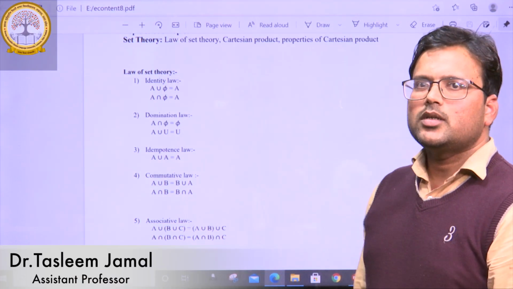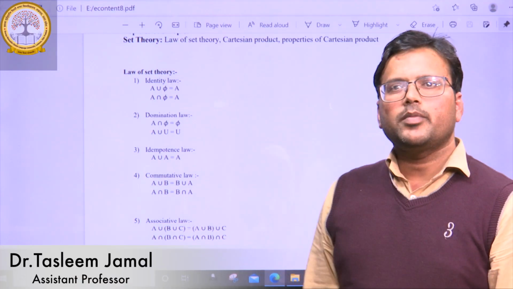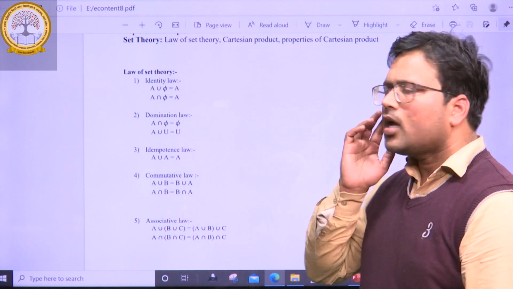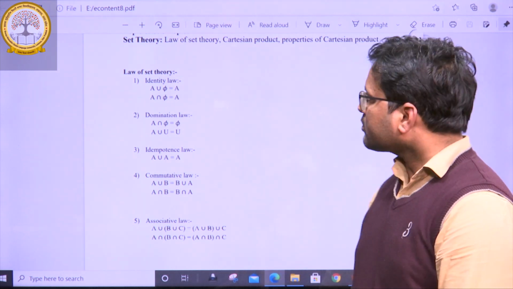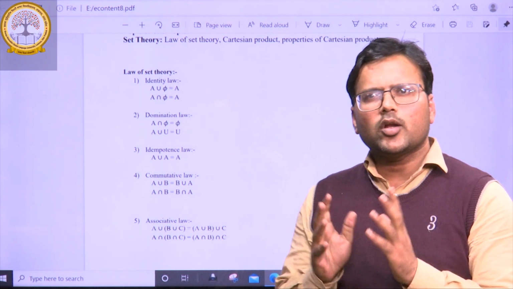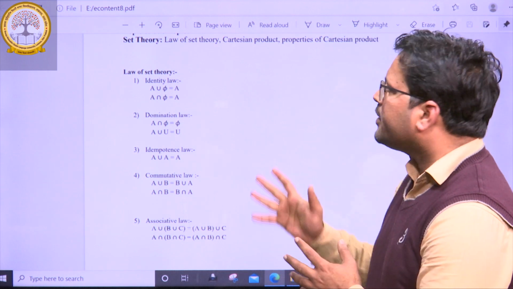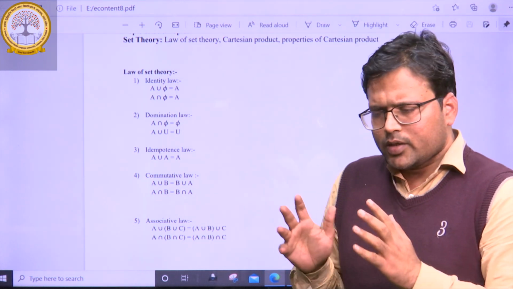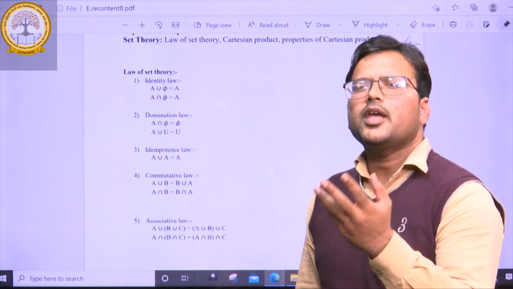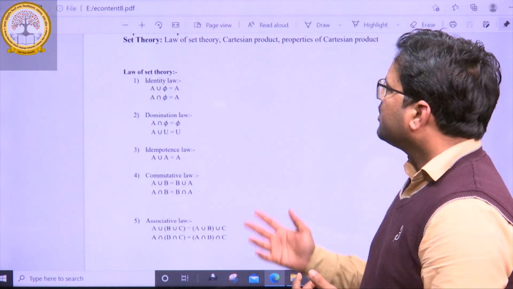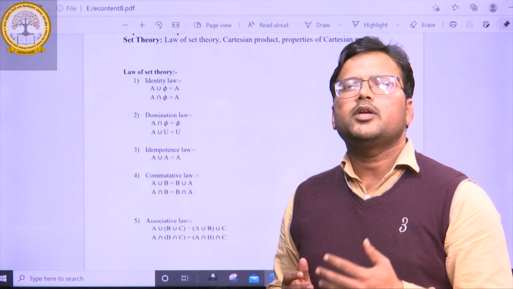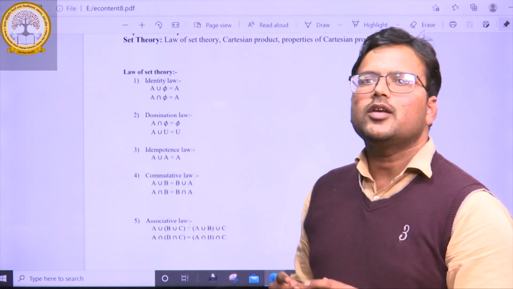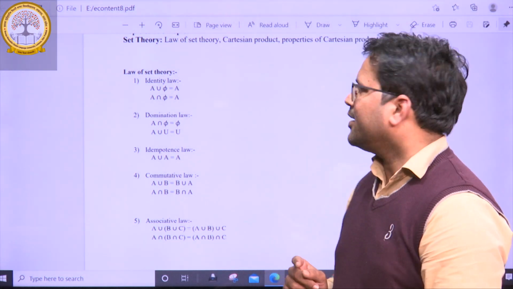Hello friends, in this particular topic we are going to discuss the laws of set theory. Now what are the different laws? The first one is the identity law. In this law, suppose we have a set A, then the union operation between set A and phi would be equal to set A.